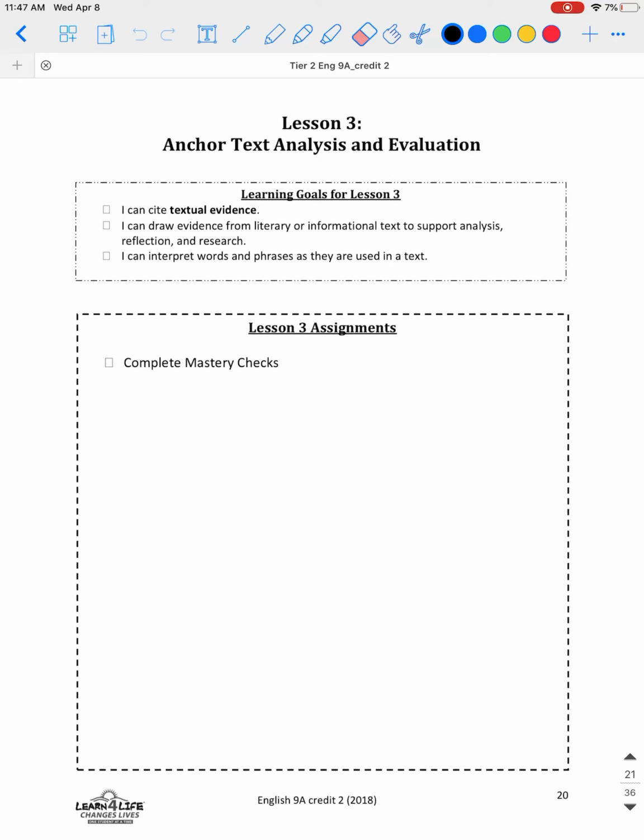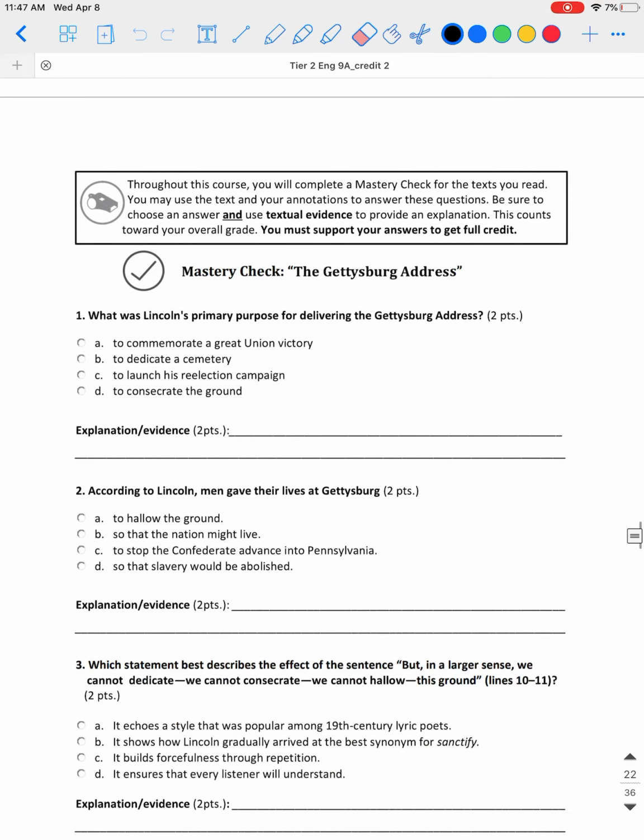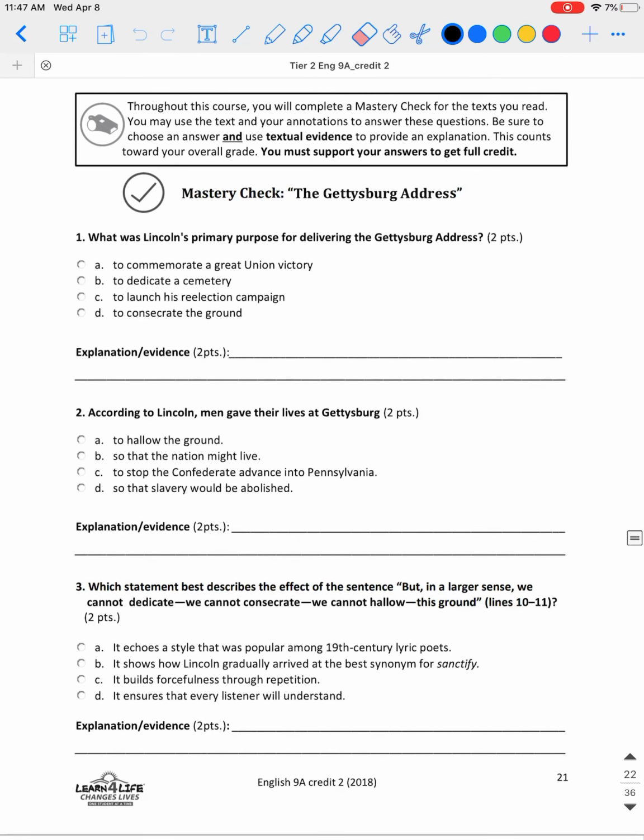Hi, this is English 9A Credit 2, Lesson 3. This is the anchor text analysis and evaluation. So this is the mastery check. This is the embedded quiz within your packet. You can use your annotations in the text to help you answer these questions.